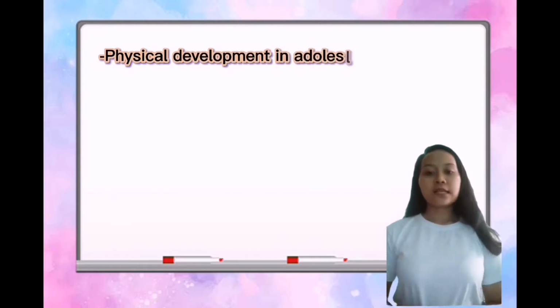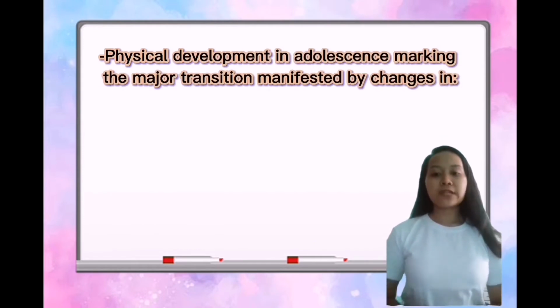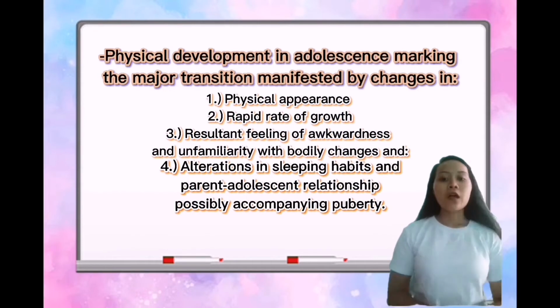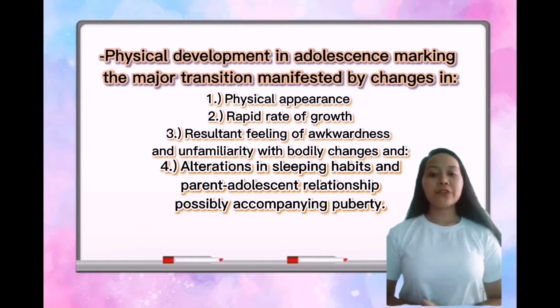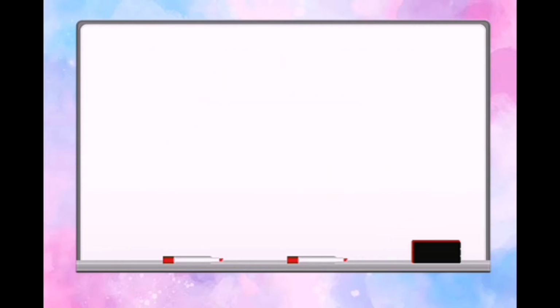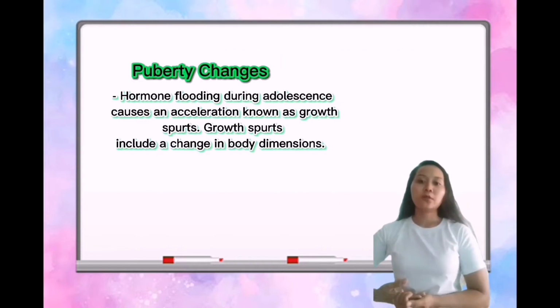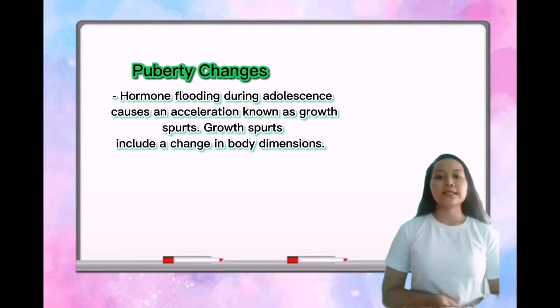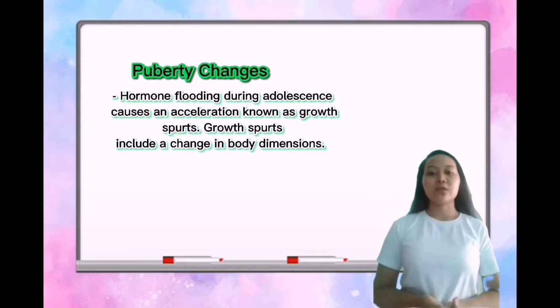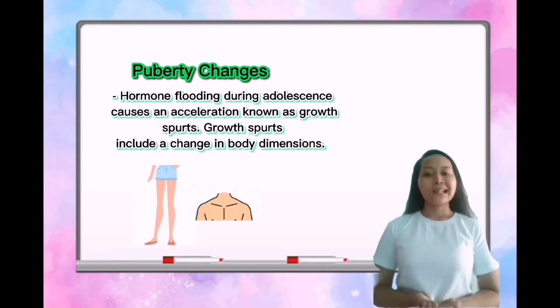Physical development in adolescence, marking the major transition, is manifested by changes in, first, physical appearance; second, rapid rate of growth; third, resultant feeling of awkwardness and unfamiliarity with bodily changes; and lastly, the alteration in sleeping habits and parent-adolescent relationship, possibly accompanying puberty. Puberty changes: hormone flooding during adolescence causes an acceleration known as growth spurts. Growth spurts include the change in body dimensions, leg length, shoulder width, and trunk length.